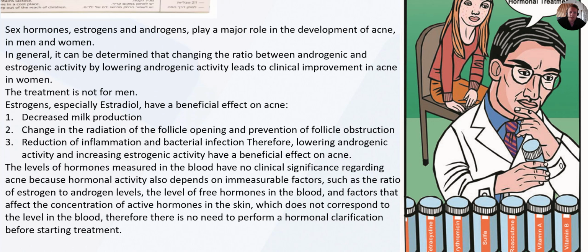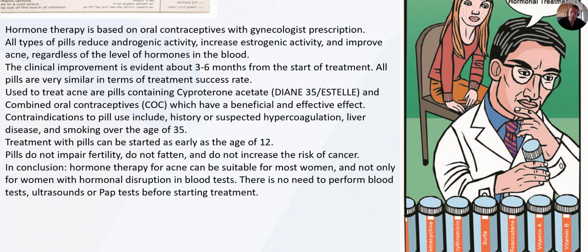So it was found that it can be useful as an additional tool for women, but only with the guidance of a gynecologist's prescription, who explains that it might take 3 to 6 months from the start of the treatment to see any results, and makes sure that the patient is above 12 years old. The contraindications are a history or suspicion of hypercoagulation, liver disease, and smoking over the age of 35.